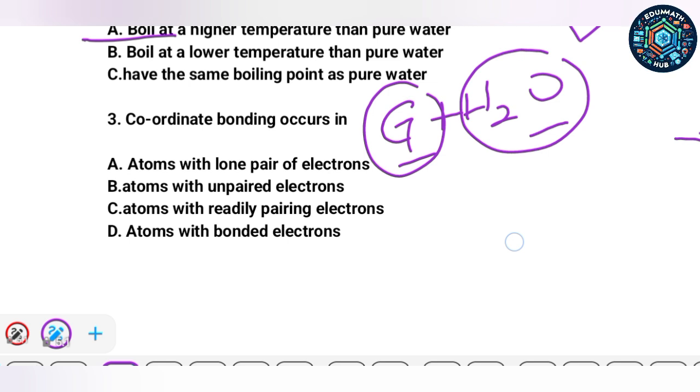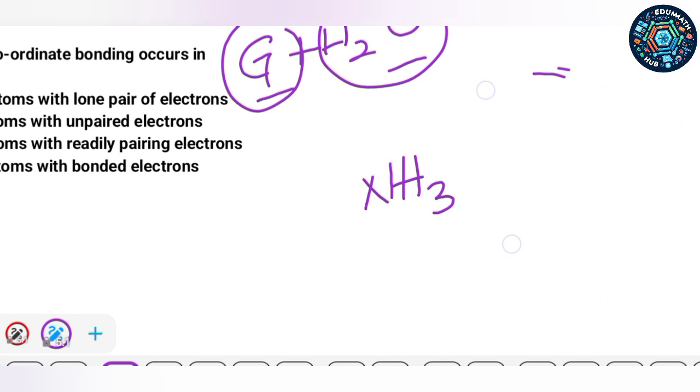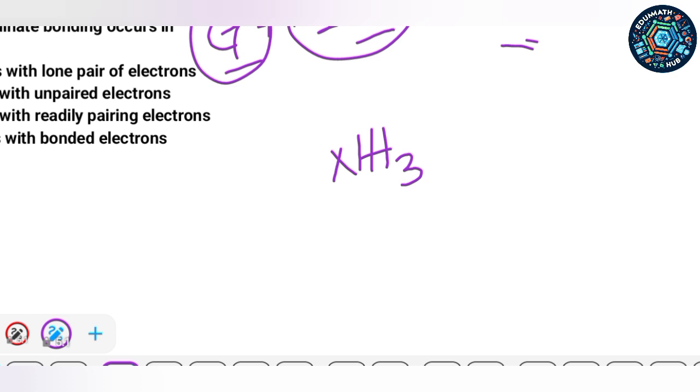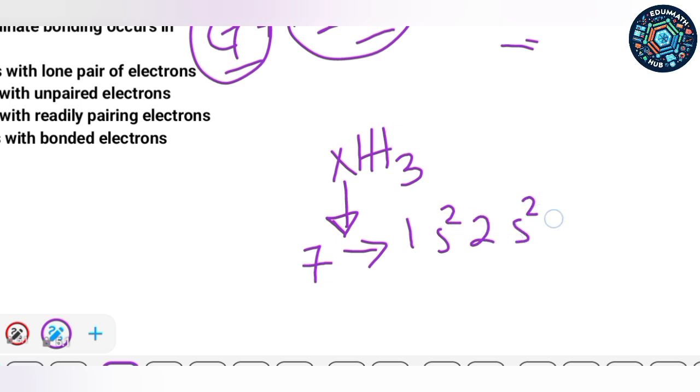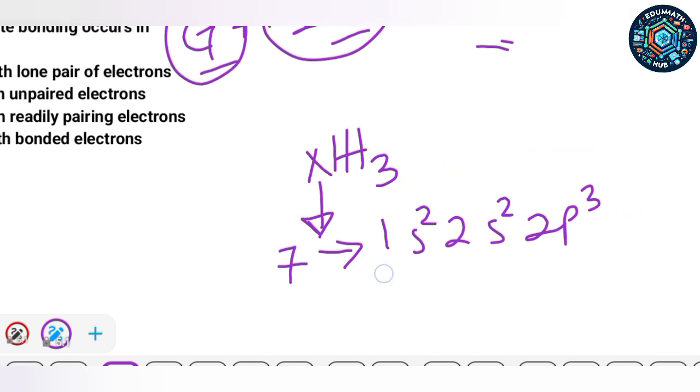Let's look at what you have in ammonia, for example. Ammonia is NH3, right? If you look at ammonia, this is nitrogen here. Nitrogen is atomic number 7, right? If you do the configuration, you're going to get 1s2, 2s2, 2p3. So the total of everything here is 7. Now, this nitrogen wants to bond with 3 atoms of hydrogen. So it will look like this.